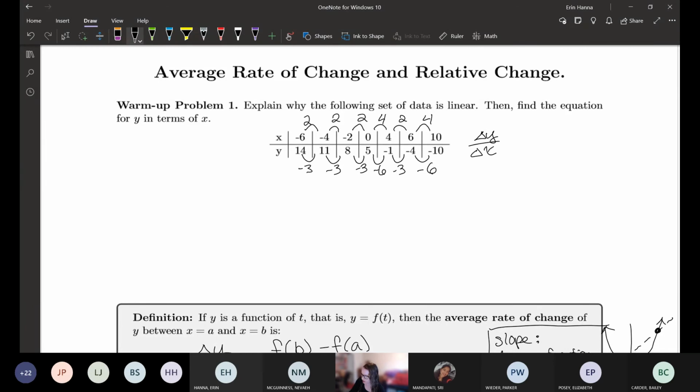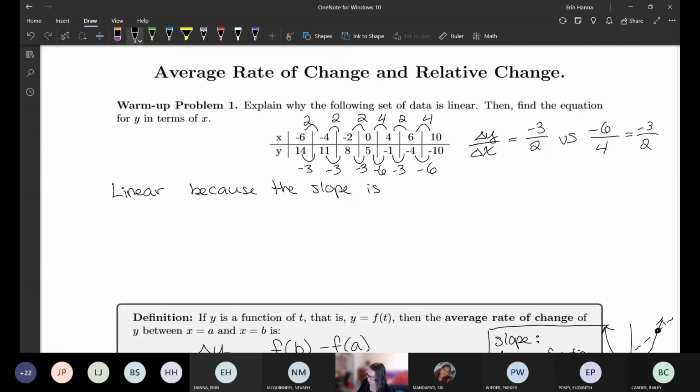So we have our change in y over change in x is -3 over 2, and then we're comparing that to -6 over 4. That's the only two situations we have here, but the -6 over 4 would reduce to -3/2, so that's good. So this is linear because the slope is constant. And we'll have a constant slope of -3/2.